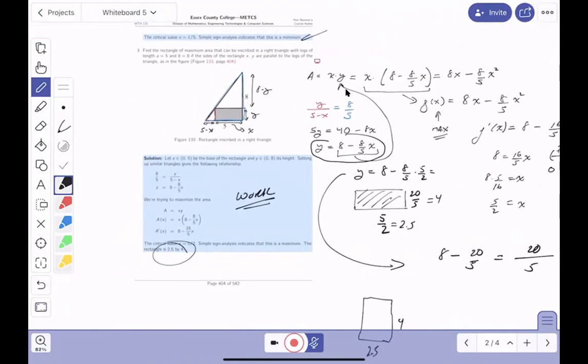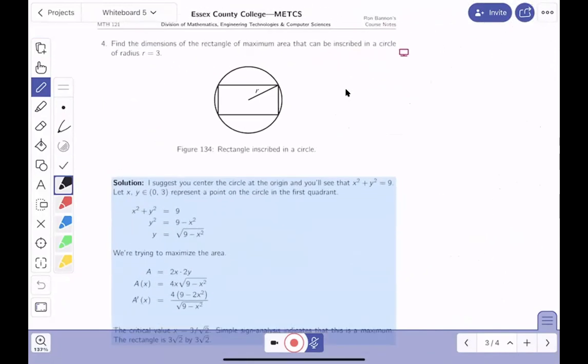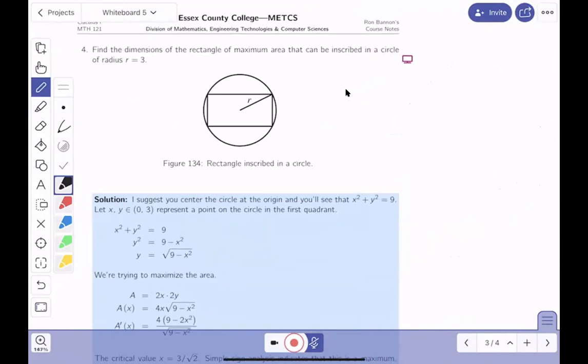That was number 3. We're going to number 4 now. Number 4, look at it, and I definitely see, find the dimensions of a rectangle. I do see the rectangle, maximum area. I'm going to shade that in for you. This is the rectangle over here. All right, I see the rectangle. It's inscribed in a circle. I definitely see the circle.